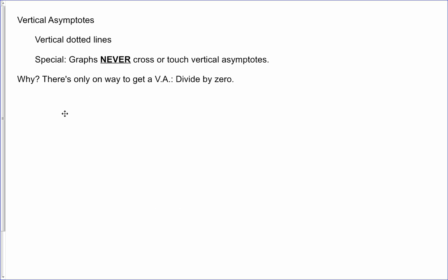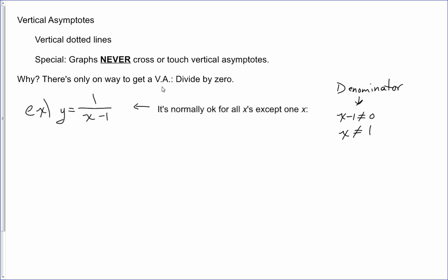So let's look at an example here. Our example, y equals 1 over x minus 1. It's normally okay for all x's except 1, and that is when x equals 1. So to solve for a vertical asymptote, you take your denominator and set it equal to 0. In our case it's x minus 1. Now we know that x minus 1 cannot equal 0. So we solve it for x, so x cannot equal 1.